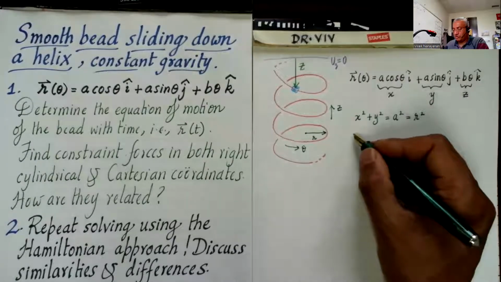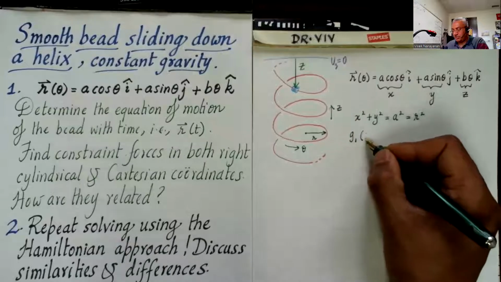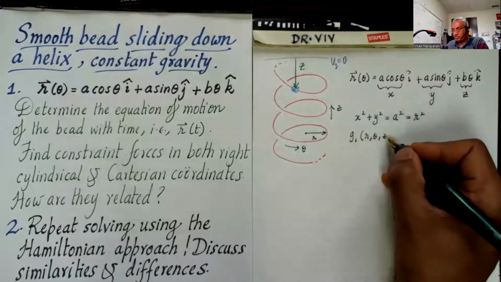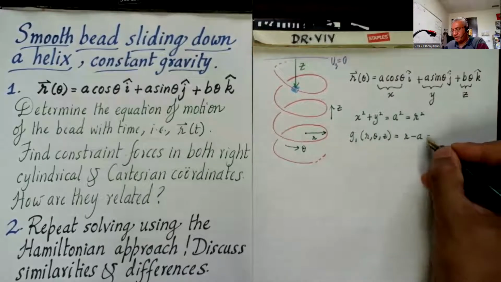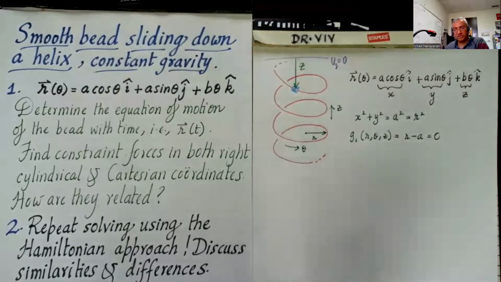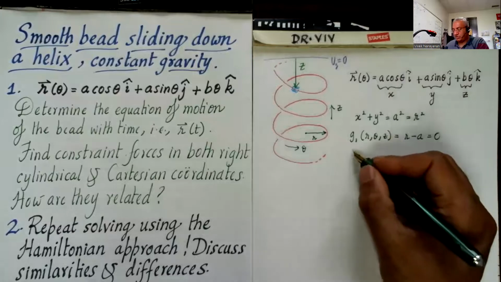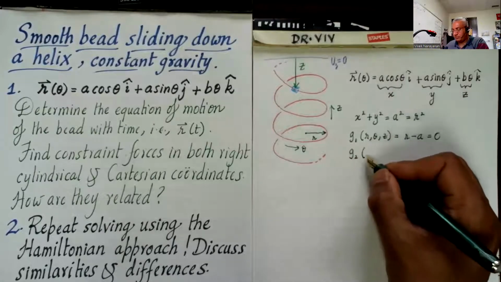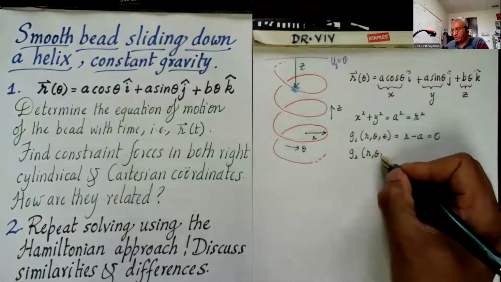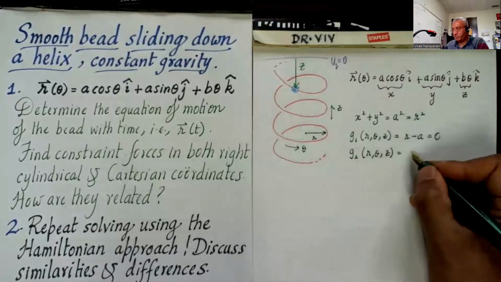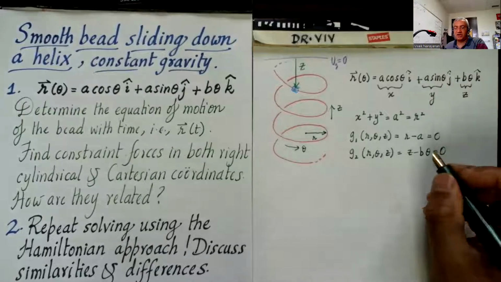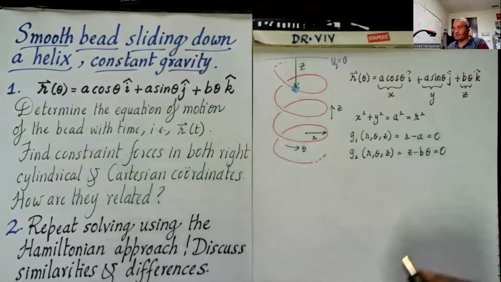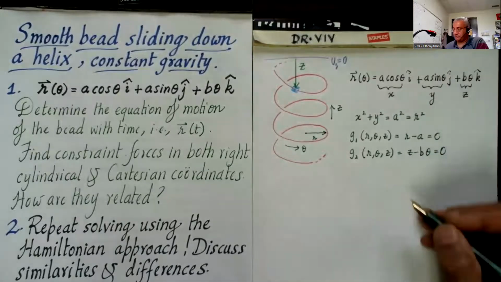Let's write our two constraints. Our two constraints in the r, θ, z coordinate system are going to be r has to be equal to a. That tells you the spiral is going to occur on the surface of a cylinder. And then the second one tells you about the pitch of the helix: g₂(r, θ, z) = z − bθ, and that's also equal to 0. So that tells you that z must be equal to bθ.